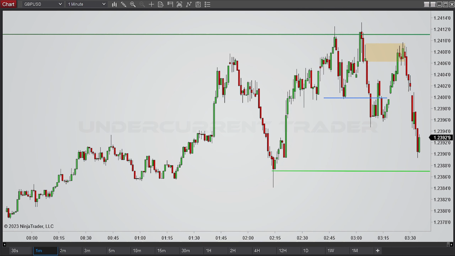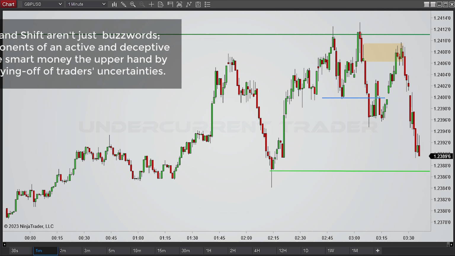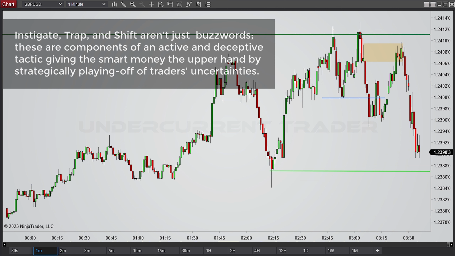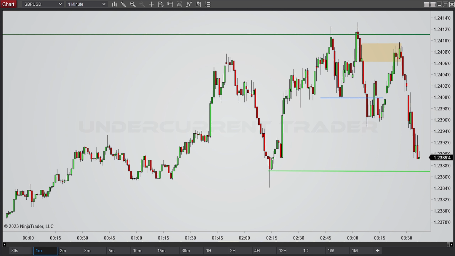Additionally, understanding the point at which smart money can drive orders without causing exhaustion among other market participants, including retail, of course, is, I think, a key element of their skillful approach to securing liquidity. So one thing's for sure here, instigate, trap, and shift aren't just buzzwords. These are components of an active and obviously deceptive tactic, giving the smart money the upper hand by strategically playing off of traders' uncertainties. And yes, these sneaky practices are unfair and they do suck literally. But at the same time, this is the nature of the business.